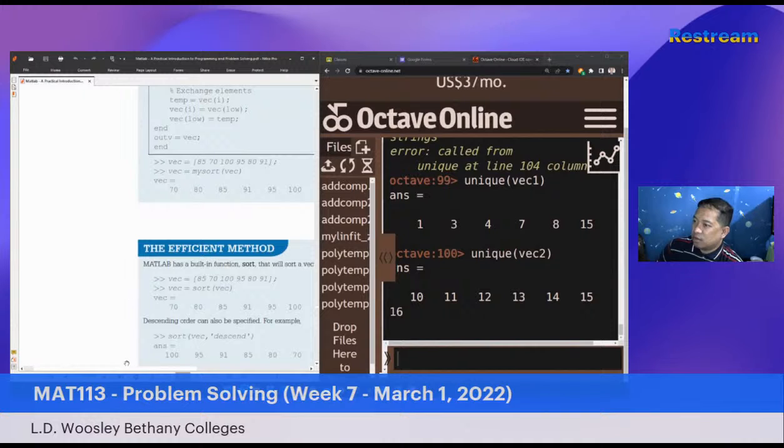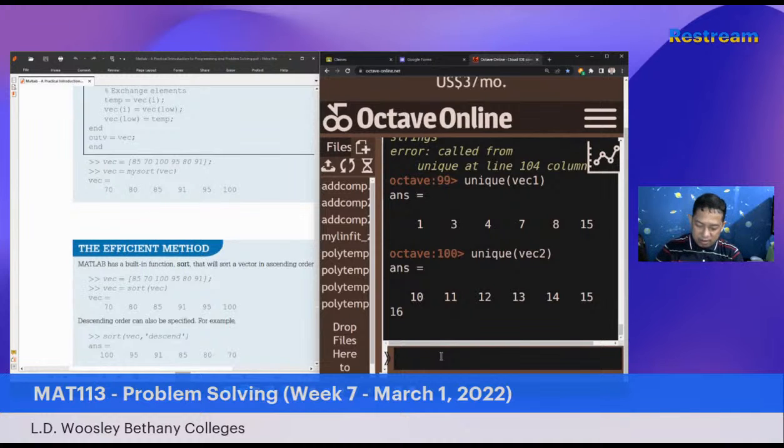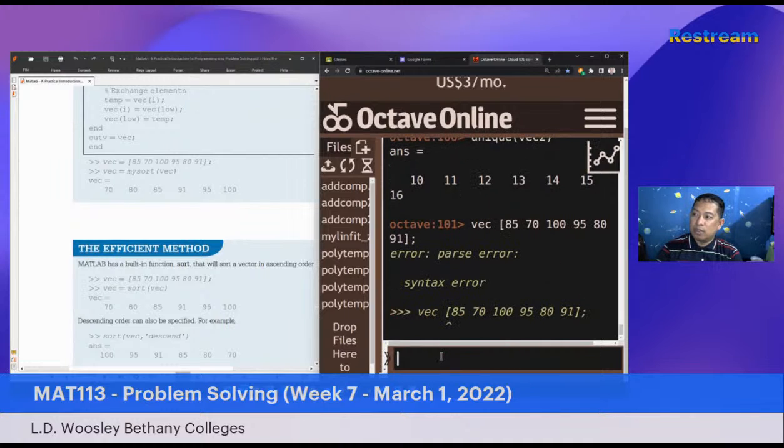So yung sort kasi automatic niya, no? For instance, gamitin natin tong vector natin: 85, 70, 100, 95, 80, 91. Then we could... syntax error. Ba't kaya?